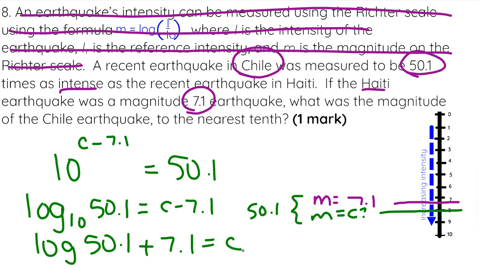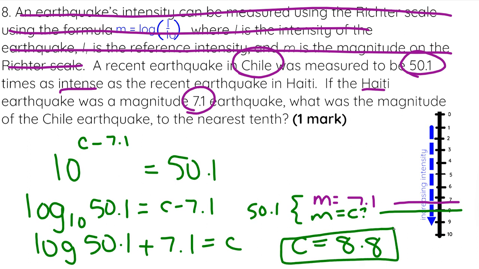So I plug it into my calculator, log of 50.1 plus 7.1, and I will round it to the nearest tenth. So the earthquake in Chile measures 8.8 on the Richter scale.